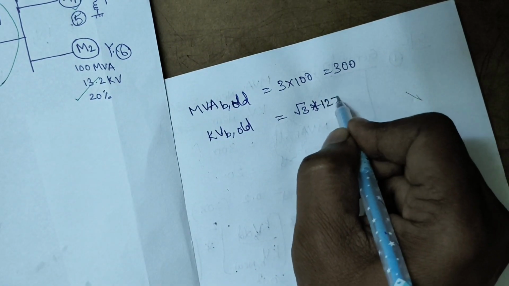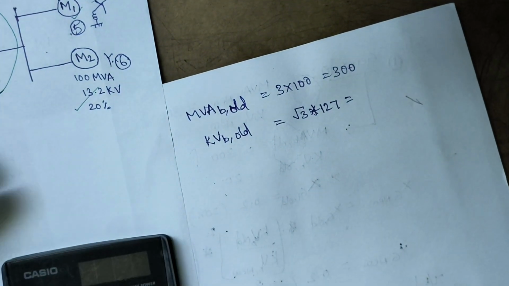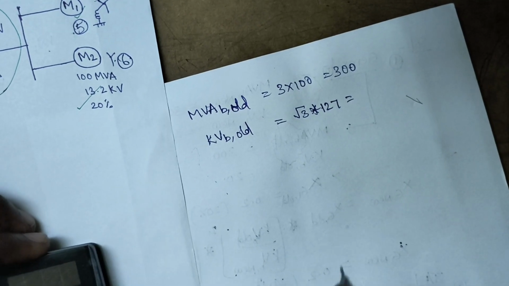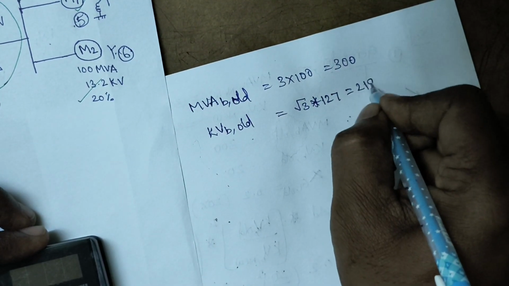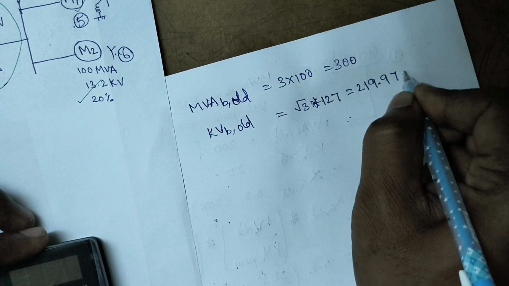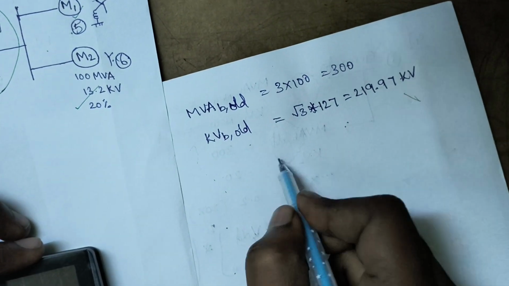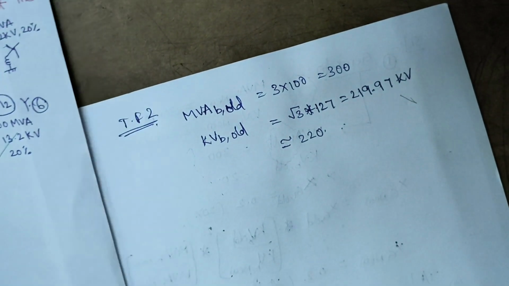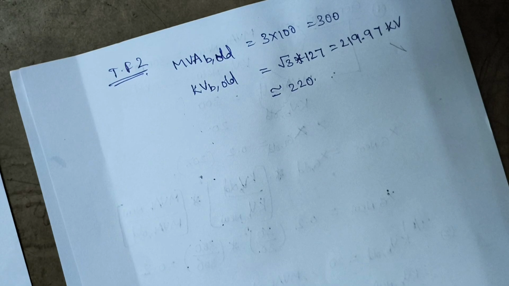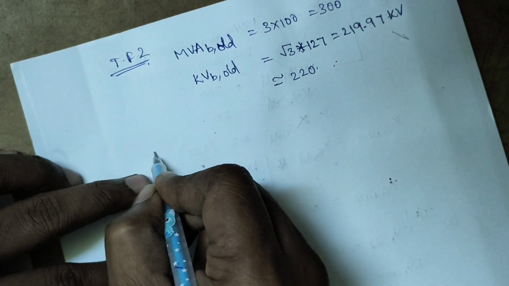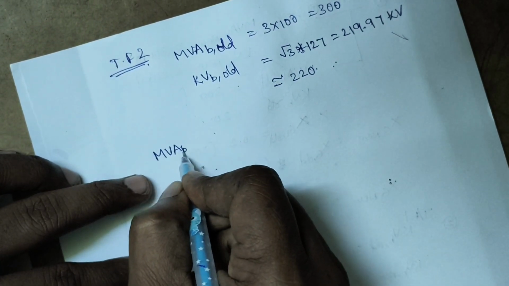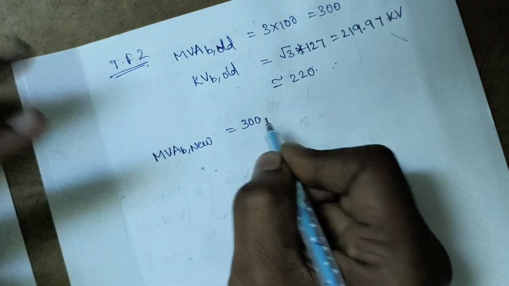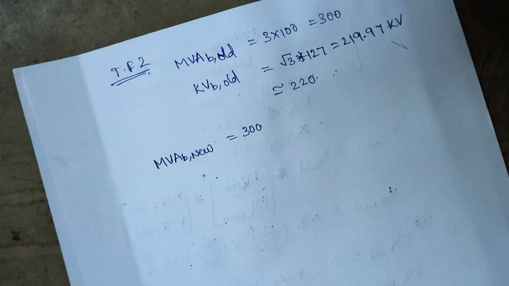This is 127. So root 3 into 127 will give nearly 219.97 kilovolts, or approximately, I will take 220. Yes, 220. Now what is KVB new? MVAB new cannot be changed. It is 300 only, as for the generator.